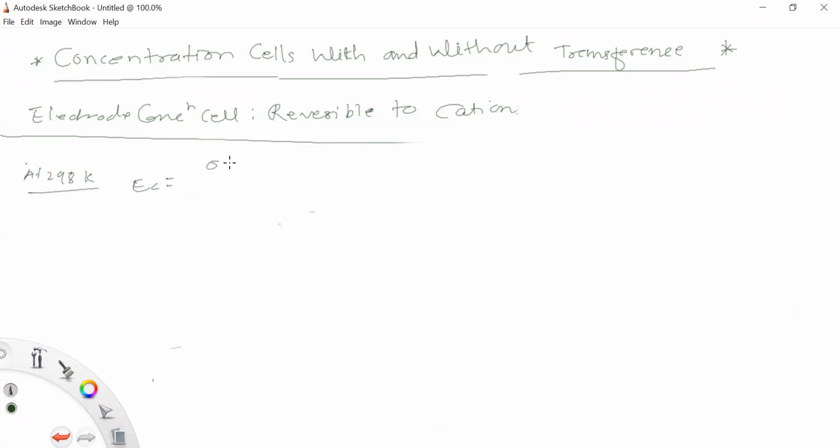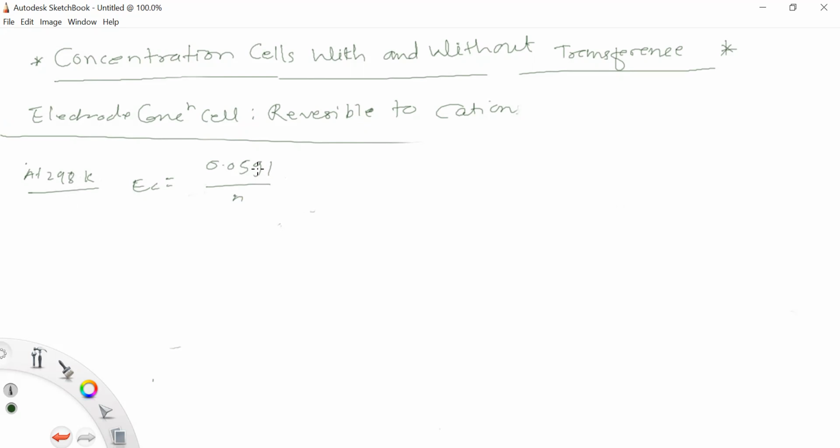At temperature 298 Kelvin, this equation becomes E_C equals 0.0591 upon n. That is, 2.303 RT upon F, with R the gas constant, T the temperature and F the Faraday constant. If we calculate it, at this temperature it comes to 0.059.